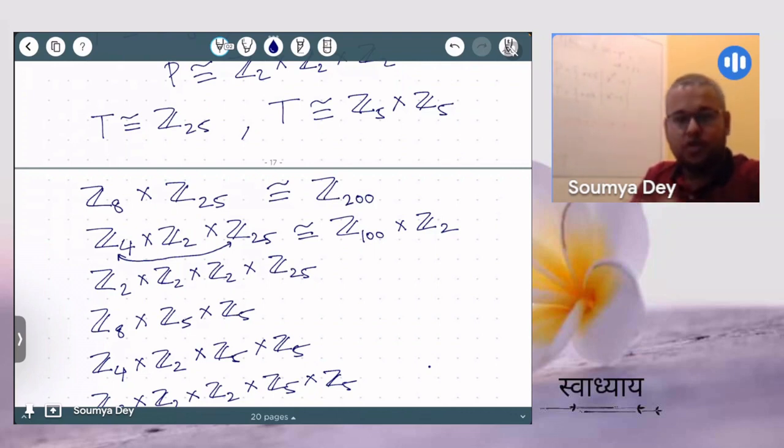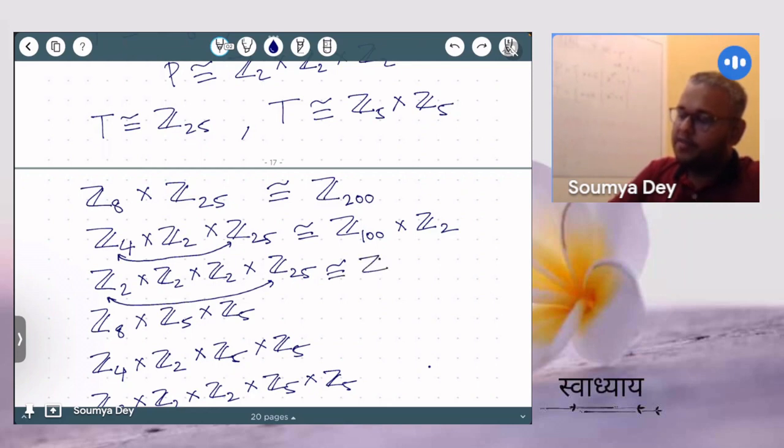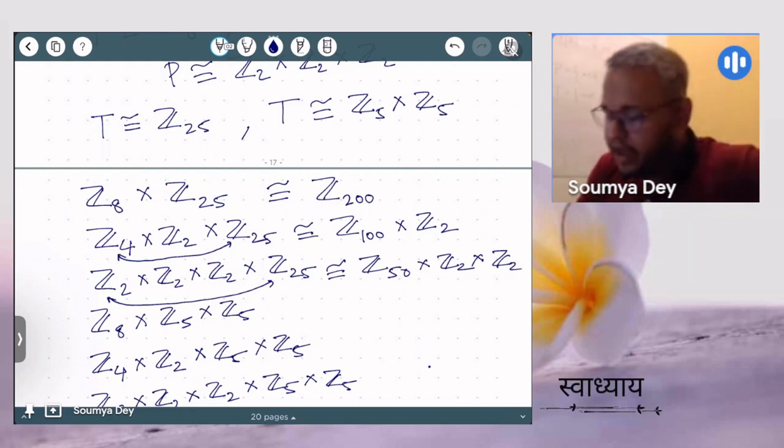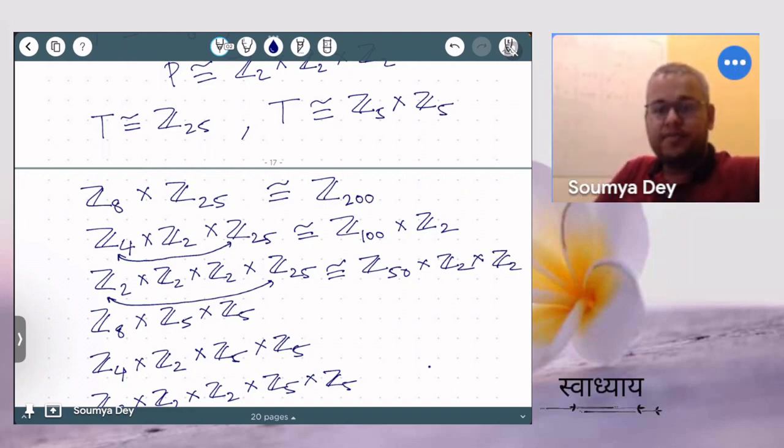I'll look at the highest power of 2 appearing here, which is 2, and the highest power of 5 appearing. So I'll club this Z2 and this Z25. So again, they're co-prime. So I'll say this is isomorphic to Z50 cross Z2 cross Z2. And you see again 50 is a multiple of 2 and 2 is a multiple of 2.